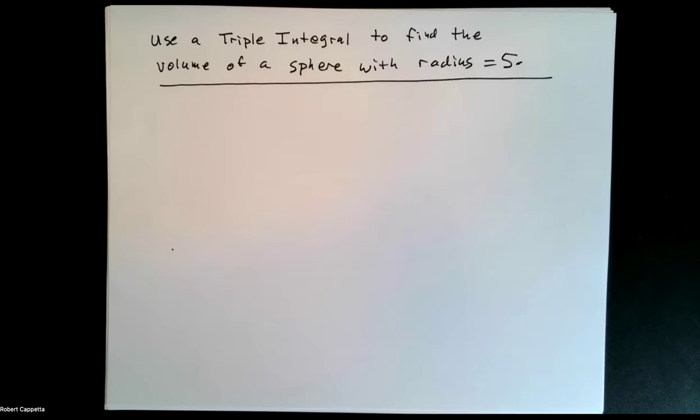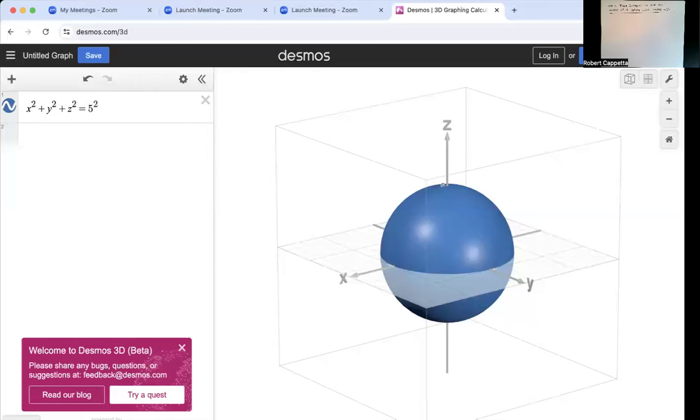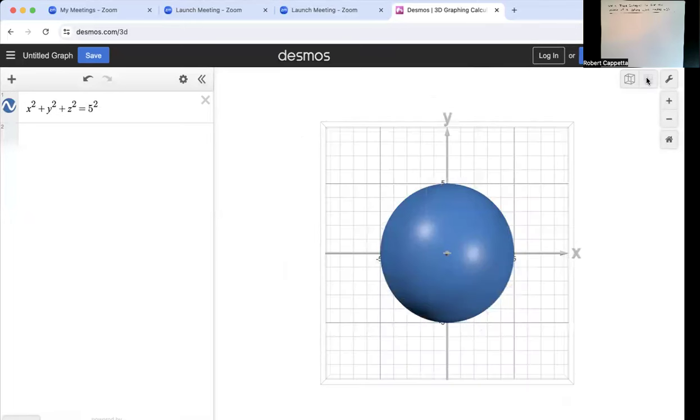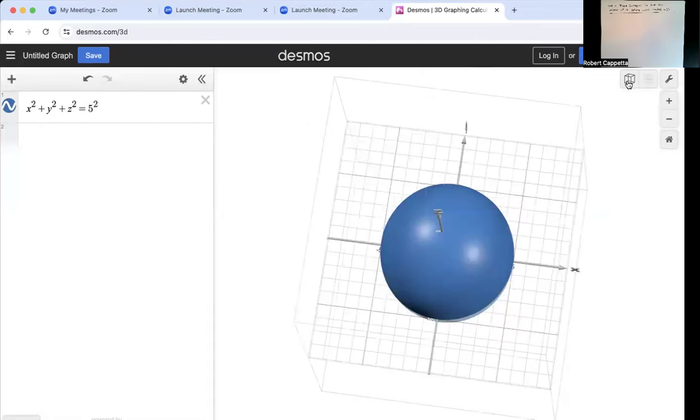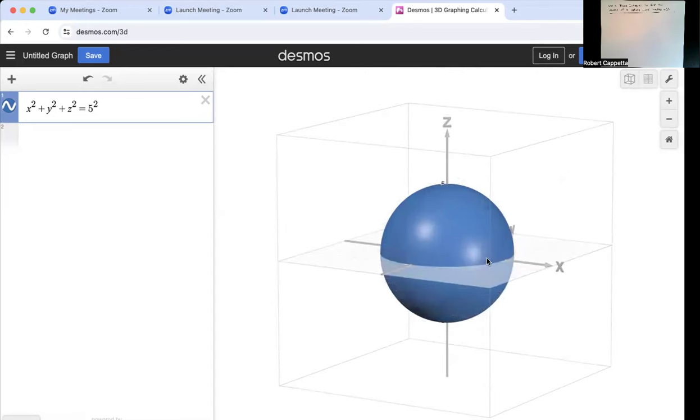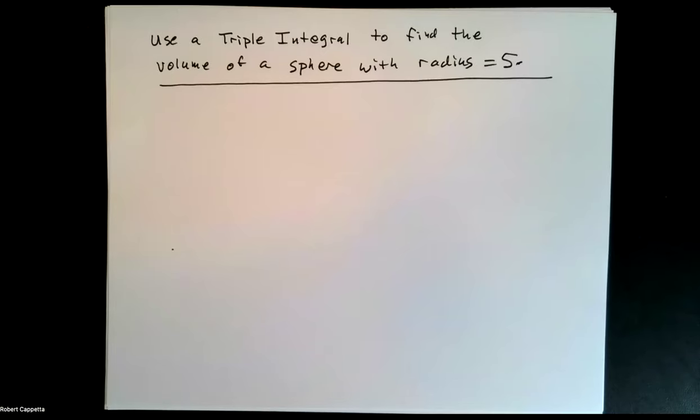So I want to use a triple integral to find the volume of a sphere with radius 5. So let's visualize that. Here's our sphere of radius 5. There's our equation, x squared plus y squared plus z squared equals 5 squared. And if we look at the projection into the xy plane, we see it's just a circle of radius 5. That will be our region of integration. But what am I integrating from? I'm integrating from the lower half of the sphere to the upper half of the sphere. Z ranges from the lower half of the sphere to the upper half of the sphere.